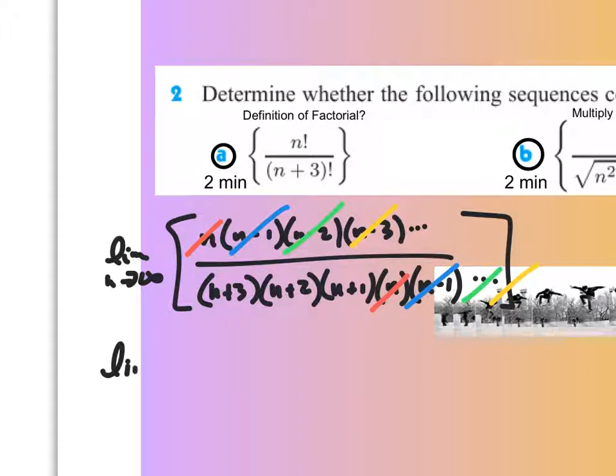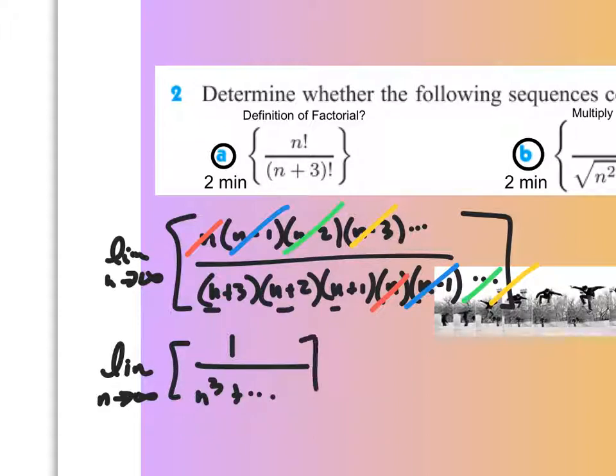These terms will start to cancel the rest of the way down until there's nothing left. So it'd really be like taking the limit as n goes to infinity of 1 over, looks like n cubed plus a bunch of garbage, n times n times n, which of course, in this case, degree on bottom is bigger, so that would be 0. So that would be convergent as well.